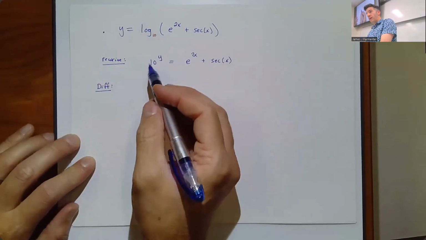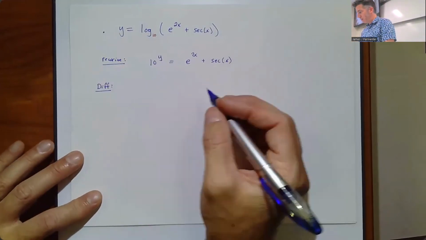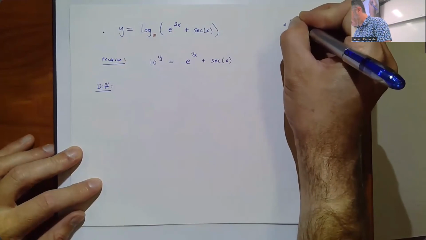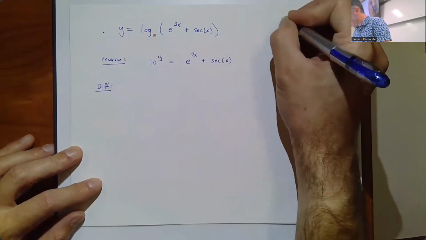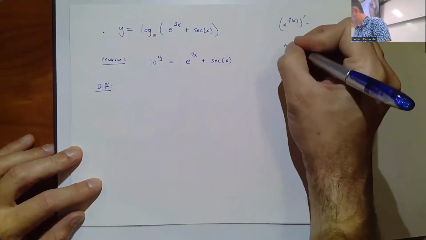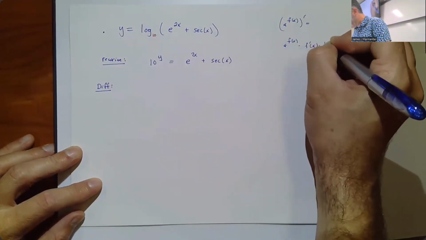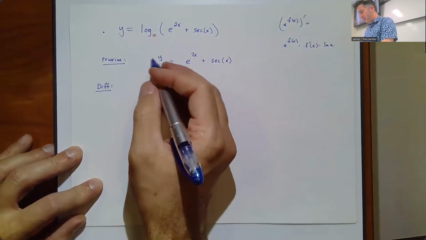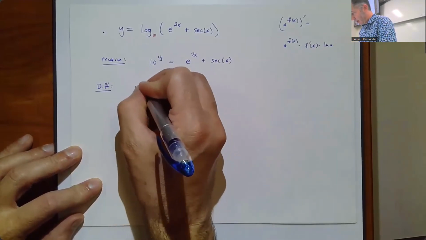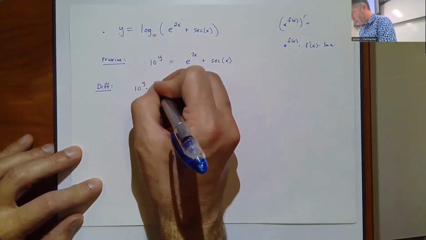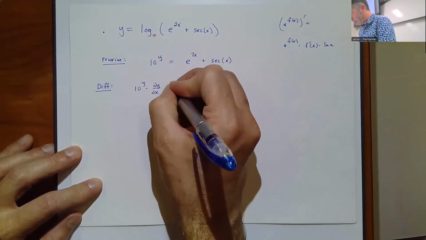So the derivative of 10 to the y, or more generally, a to the f of x, the derivative is a to the stuff times the derivative of the stuff times the natural log of a. So here the derivative of 10 to the y is 10 to the stuff times the derivative of the stuff times the natural log of the base.